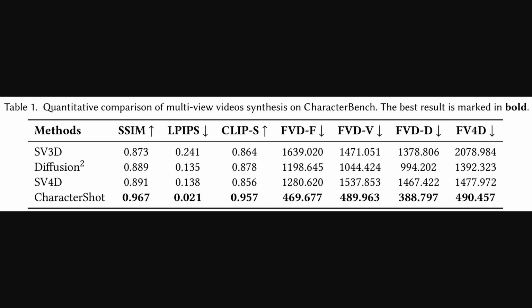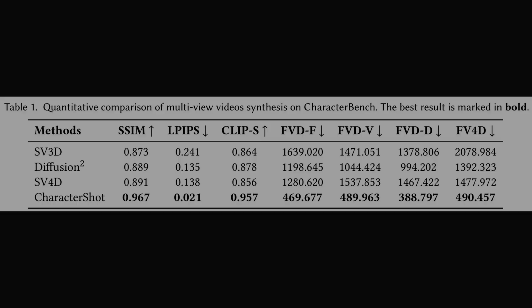Moving to the results, this table shows a quantitative comparison for that multi-view video synthesis stage. The methods are evaluated on several metrics. For example, SSIM measures image quality, where higher is better, and LPIPS measures perceptual similarity, where lower is better. As you can see, CharacterShot, on the bottom row, consistently outperforms other models like SV3D and SV4D by a large margin across all metrics. This indicates superior image quality and much better preservation of the original character's identity.